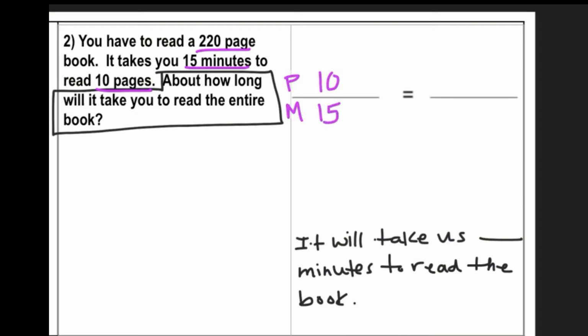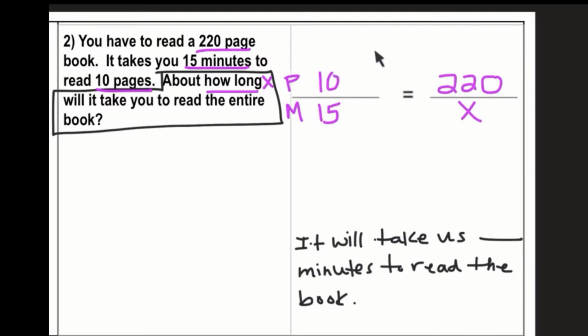About how long is referring to minutes. So that's our variable, right? I'm going to put an X in the minute spot. Will it take you to read the entire book? We know how long the entire book is. It's 220 pages. We are ready to solve.